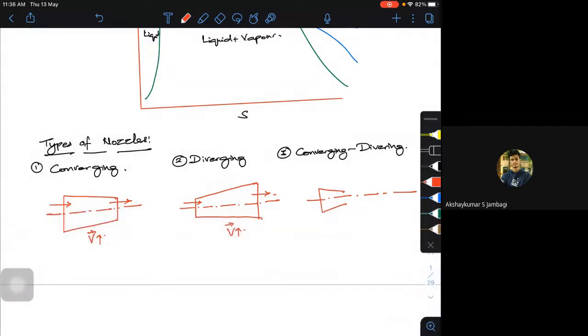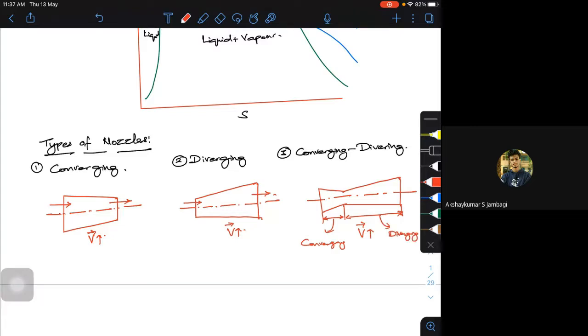Then, depending upon what type of pressure you need, we will go for a diverging portion. So this is a CD nozzle. Here also the velocity gets increased. So this is my converging portion and this is my diverging portion.